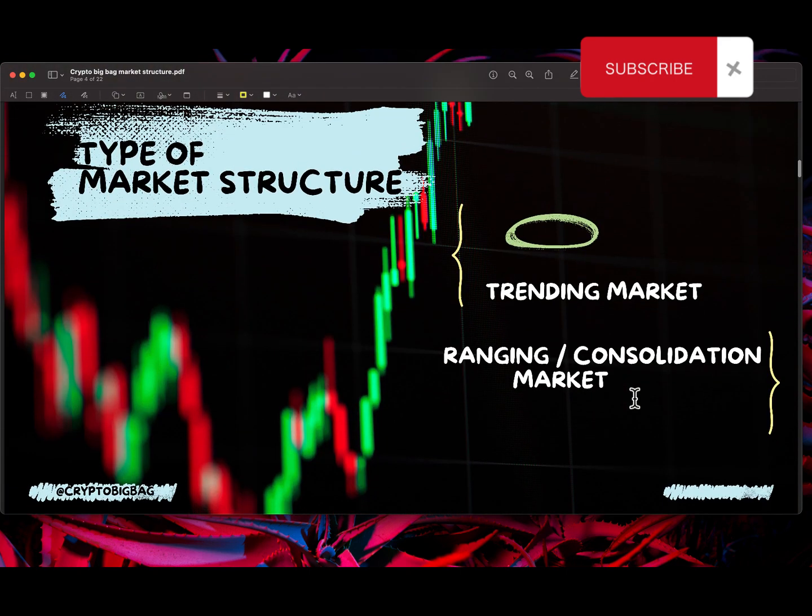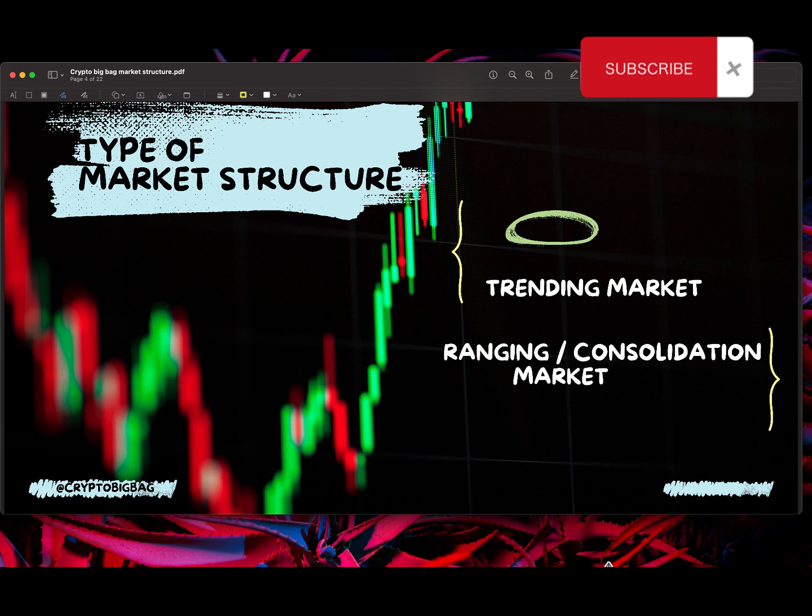On market structure, we have two types: a trending market, either up or down, and a sideways market, also called a consolidation market. A trending market is either an uptrend or a downtrend. The sideways market, the consolidation market, is also called ranging consolidation. It's something like this: the market is just going sideways. It's not making higher highs or higher lows.